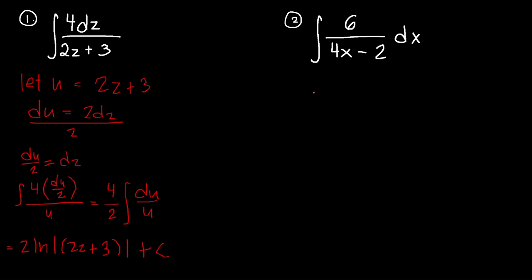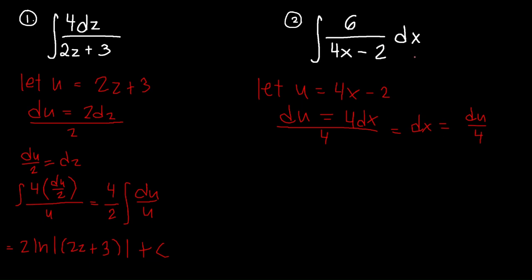So for number 2, it's the same thing as the first example. All we have to do is the same process. So we let u equal 4x minus 2, and we get the derivative 4 dx, and then divide it by 4. So we get dx equal to du over 4. So here, dx is on the right side. We can just substitute that, or we can bring dx on top to make it the same as the first example. So we know that 6 dx is going to be du over 4 over u.